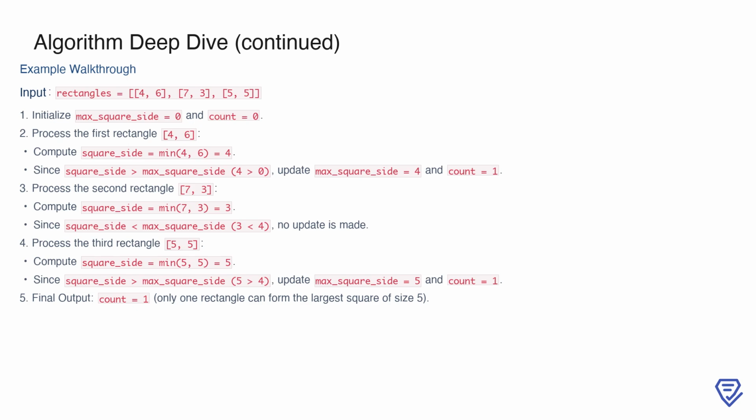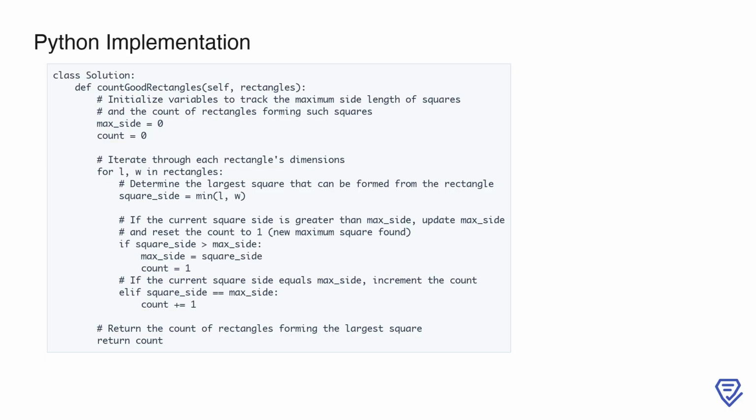reset count to 1. After processing all rectangles, the final value of count is 1, indicating that only one rectangle can form the largest square of size 5. This Python code solves LeetCode problem number 1725, Number of Rectangles That Can Form the Largest Square. The goal is to determine how many rectangles can form the largest possible square from the given dimensions.